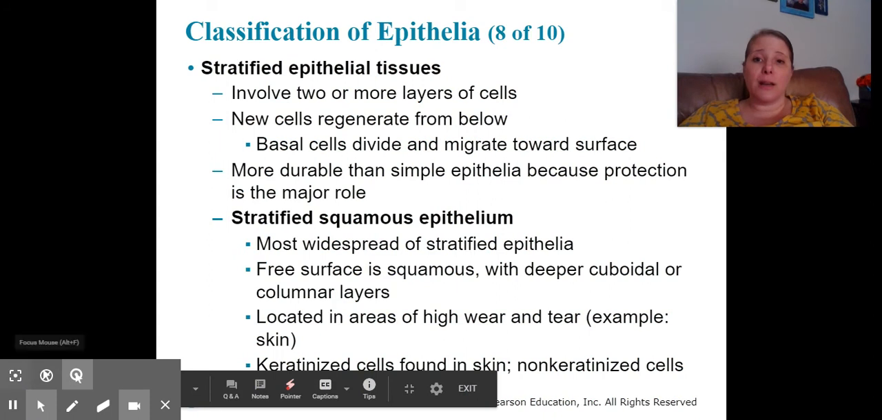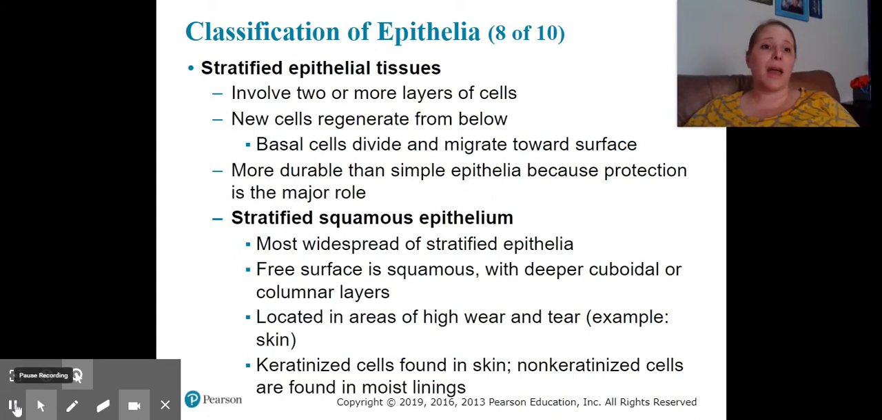Now we're going to move on to stratified epithelium. Okay, so with stratified epithelium, we get many layers, two or more layers. The new cells are always going to happen at that basal layer, and then as they get older, they move to the top. And so the oldest layers are going to be the apical layers.